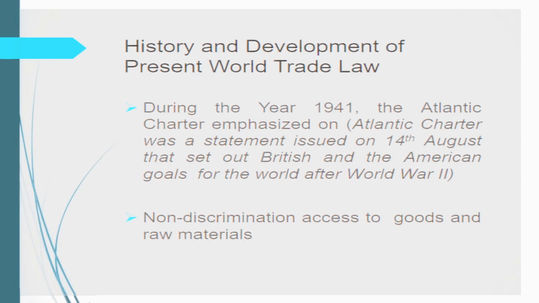Although the leading nations, Britain and the United States, were playing the lead role in establishing these institutions and these agreements, primarily they focused on non-discriminatory access to goods and raw materials. As discussed with you in the previous lecture, for nations to allow free movement of goods, there must be no discrimination between the foreign good and the like good belonging to the same very country.